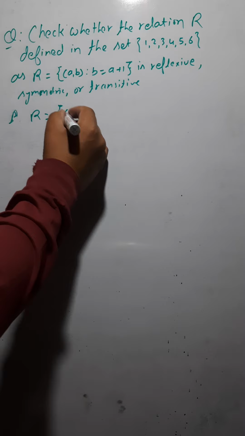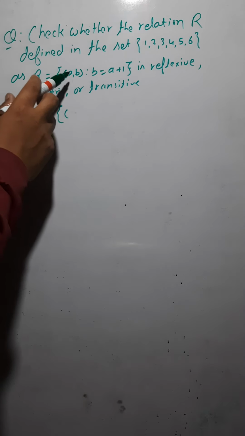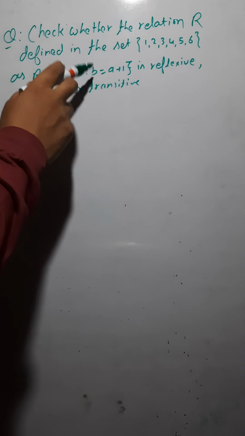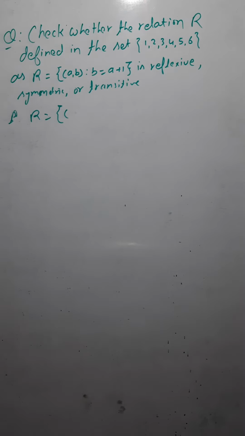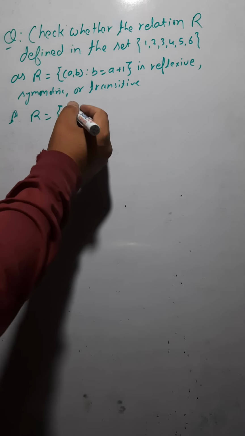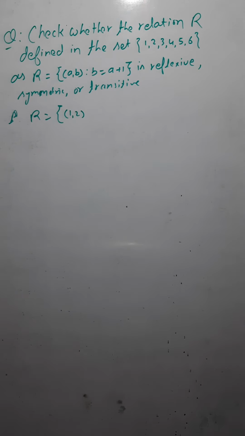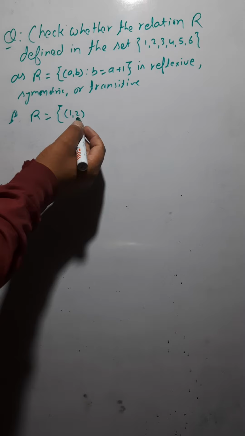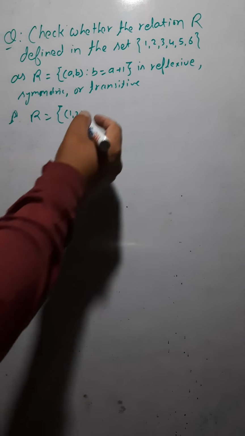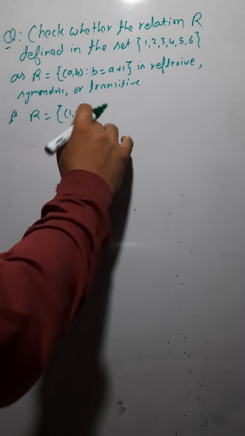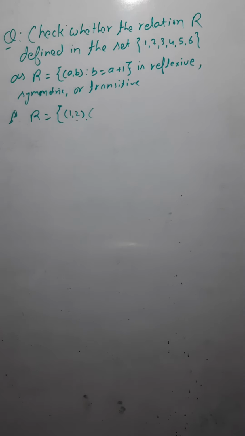Now if you see, the condition has been given here. There are two elements a comma b such that b should be equal to a plus 1, isn't it? So it would contain (1, 2), because b is equal to a plus 1. Similarly, it would have other elements. Just check what the possible ordered pairs are and find out.